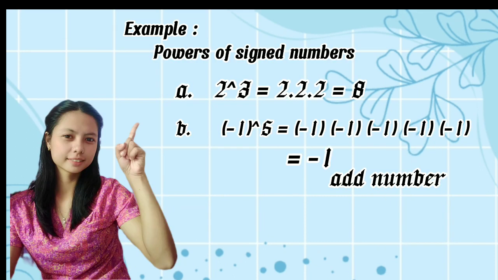Examples of powers of signed numbers. So 2 raised to the power of 3 is equal to 2 times 2 times 2, which is equal to 8. And the second example is negative 1 raised to the power of 5. So it equals negative 1 times negative 1 times negative 1 times negative 1 times negative 1. So the answer is negative 1. Why negative 1? Because you can see the exponent here is an odd power. That is why the answer is negative.